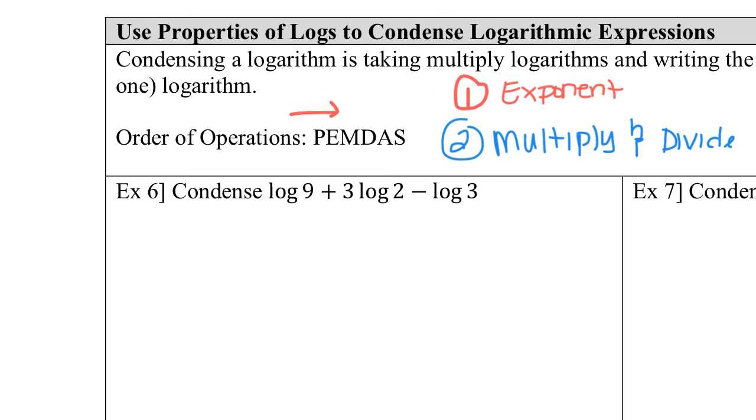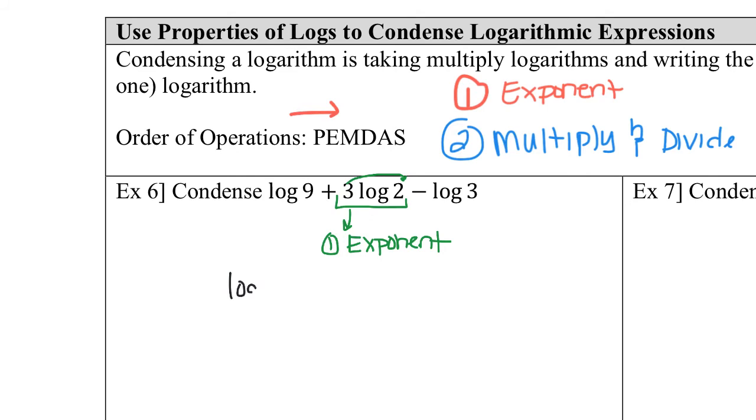So let's look at example 6. So condense log of 9 plus 3 log of 2 minus log of 3. So the first thing I'm going to look for is the exponent rule. That means I have numbers in front of my log. They have coefficients. And I see that that happens here. So the first thing I'm going to do is the exponent. So now we're working these rules backwards. Well, the 3 got in the front because it was the exponent on the 2. So we're going to move it back to the exponent.